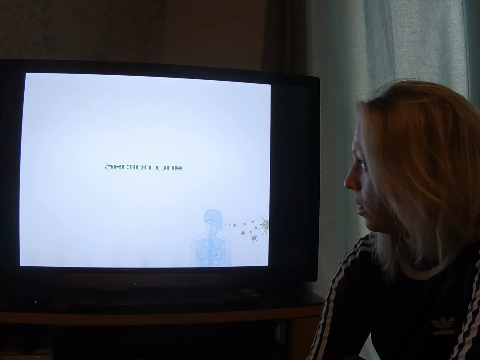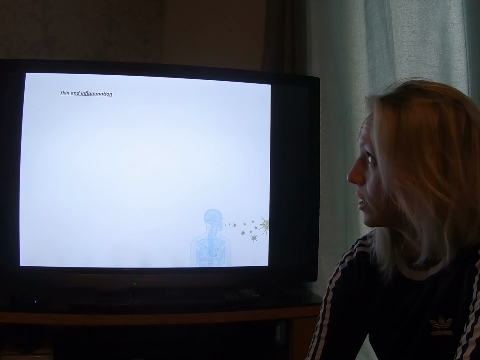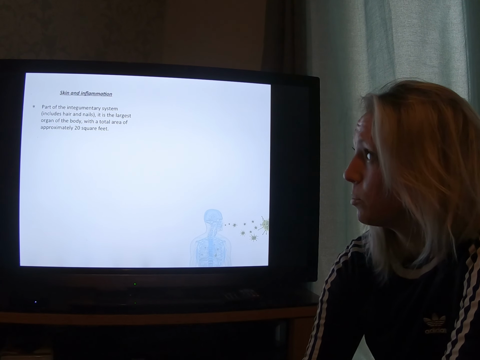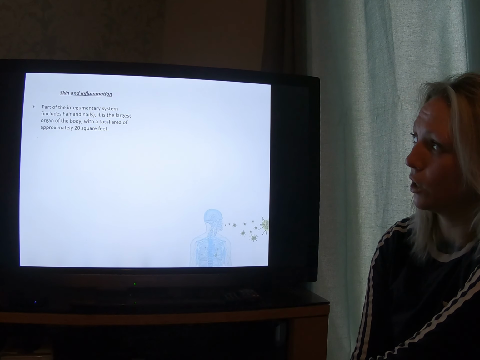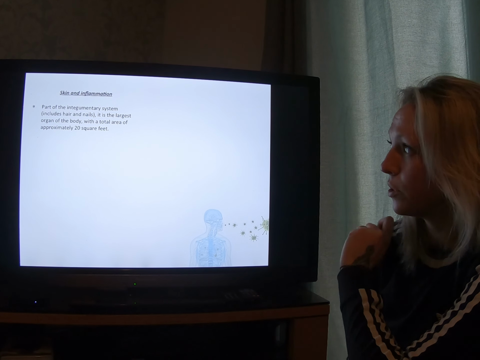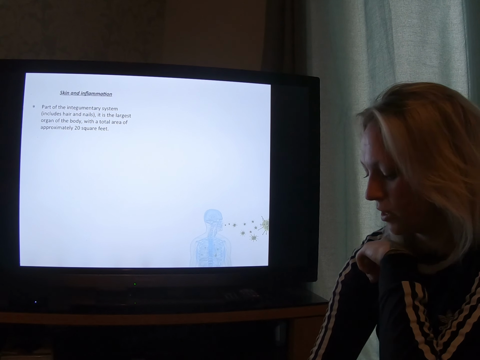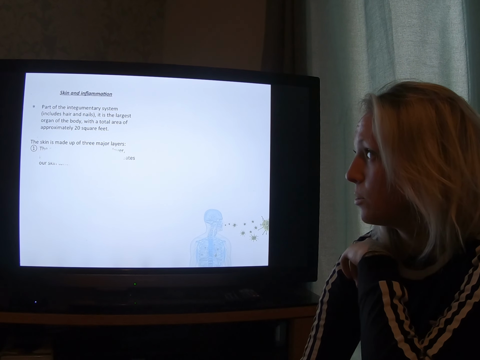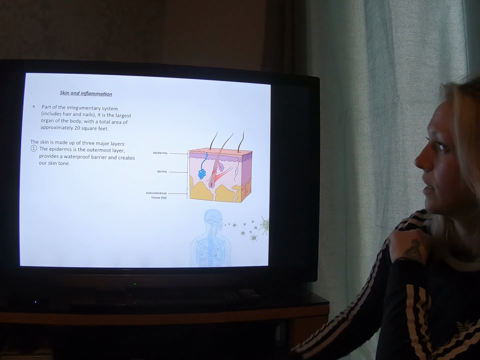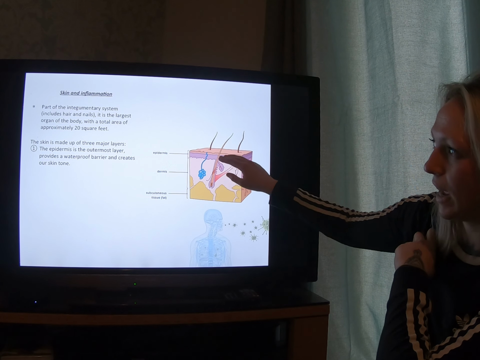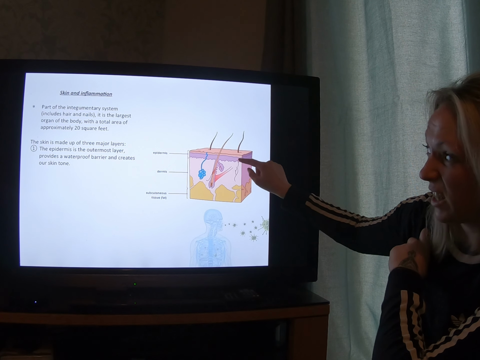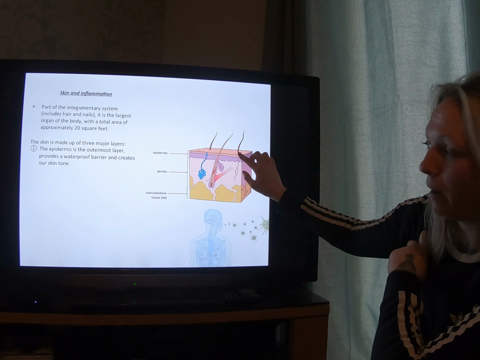So into section 1. So the skin and inflammation. The skin is part of the integumentary system. This includes the hair and the nails. It's the largest organ of the body with a total area of approximately 20 square feet. The skin's made up of 3 major layers. So we've got the epidermis, that's the outermost layer. This creates our skin tone and it provides a waterproof barrier.